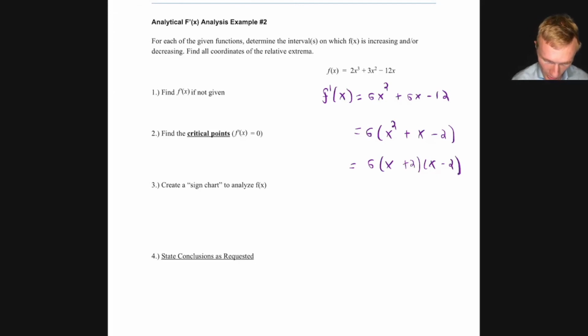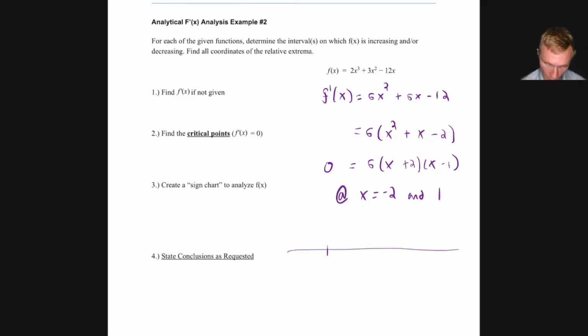And so our critical values, the derivative is going to be equal to 0 at x equals negative 2 and positive 1. So we make our sign chart. To the left is negative 2. To the right is positive 1. And I just want to know what is the sign of my derivative on those available intervals.